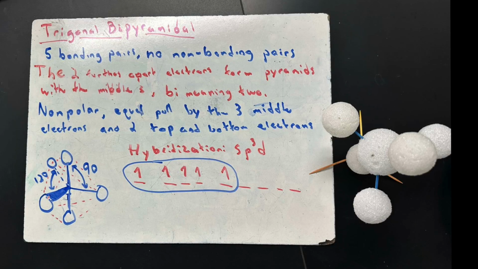For the trigonal bipyramidal geometry, there are 5 bonding pairs and 0 non-bonding pairs. The 2 bonding pairs on the vertical plane form pyramids with the 3 bonding pairs on the horizontal plane, causing it to form 2 pyramids with 3 points on each plane, hence the name trigonal bipyramidal. It is nonpolar because there is an equal pull by the 3 horizontal bonding pairs and the 2 top and bottom vertical plane electrons. The hybridization is sp3d. The angles between the top and side electrons are 90 degrees, and the 3 angles between the 3 horizontal bonding pairs are 120 degrees each.